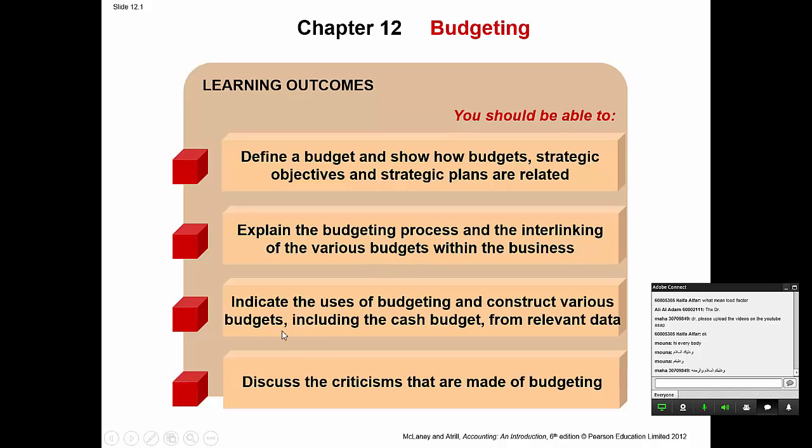Finally, we will see the benefits of budget to the business or to the managers. Okay, so three subjects exist in this chapter. And we will begin with the first one, which is the definition of budget.